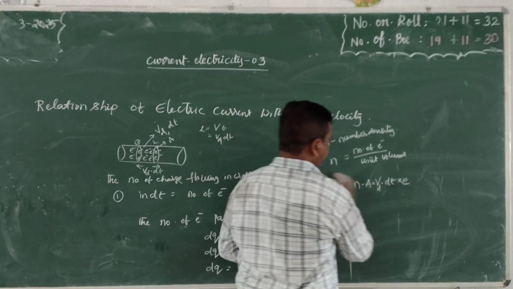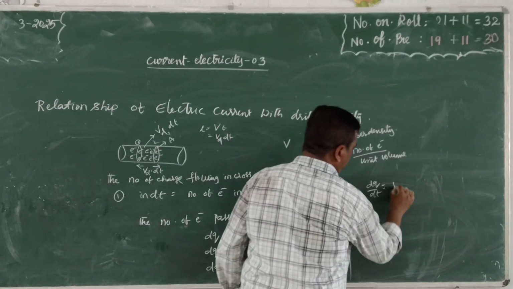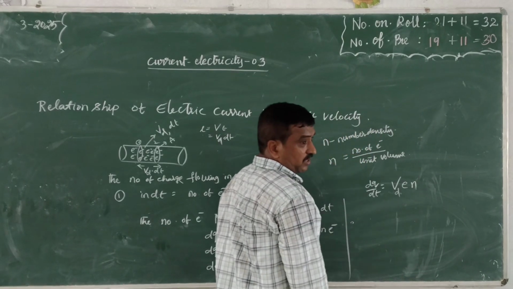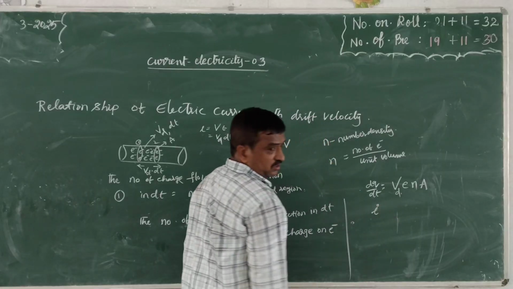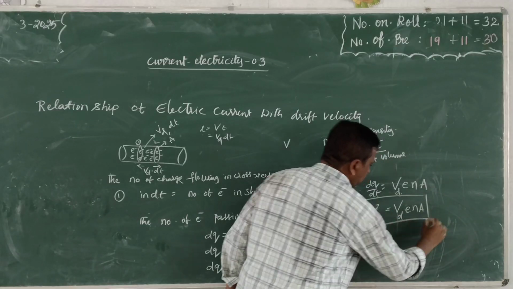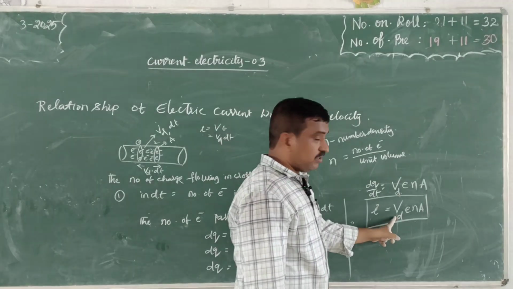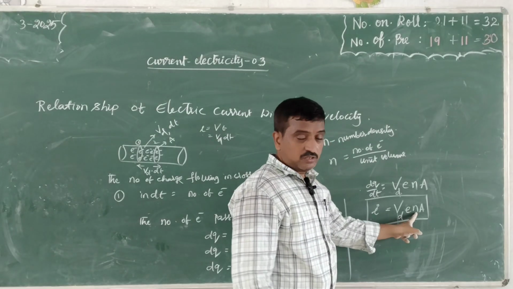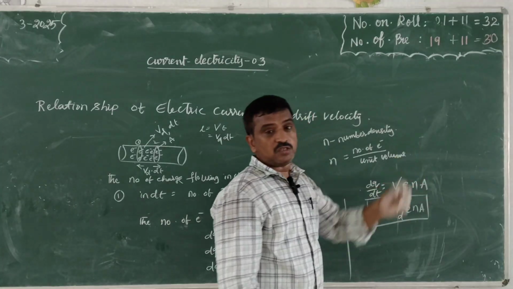What do we get here? dq by dt equals Vd, the drift velocity, e, the charge on an electron, n, the number of free charges, and A, the area of cross section. dq by dt means current I. So I equals Vd e n A. It is the relationship of electric current with drift velocity. Here I is electric current, Vd is drift velocity, e is charge on the electron, n is number density, the number of free charges per unit volume, and A is area of cross section.